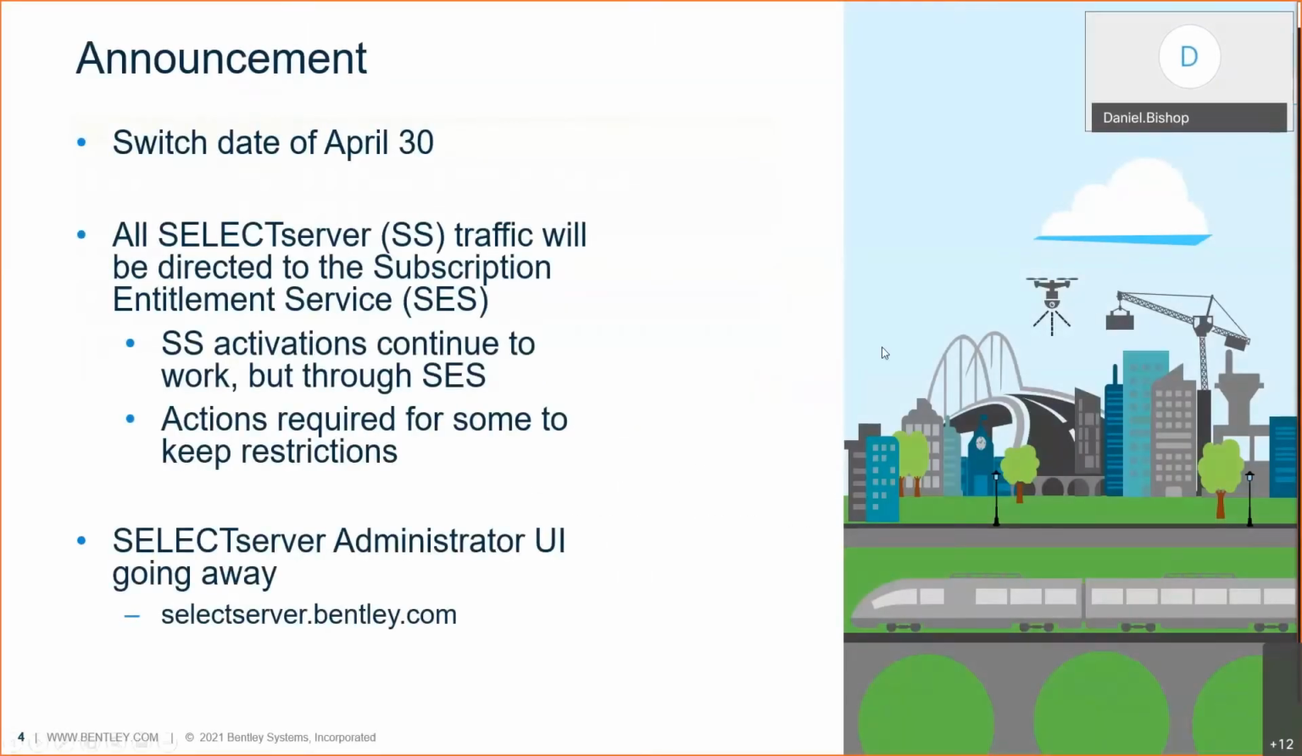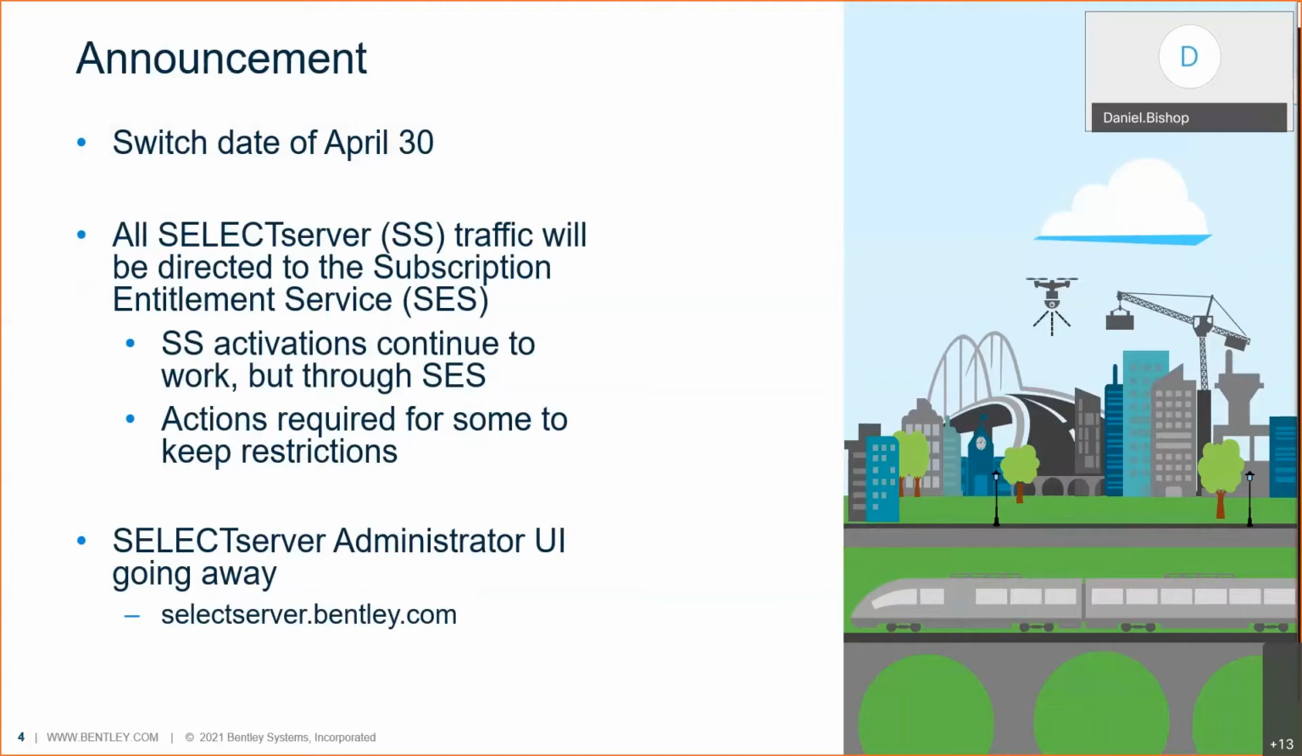All right, so what is the next phase of SelectServer sunsetting? I think the important date to keep in mind is April 30th. We have shifted that date a couple of times, and I believe the last date we publicized was the 23rd. We've shifted that back to the 30th to give a little more time for these configurations to be done. On April 30th, all SelectServer traffic is going to be directed to the Subscription Entitlement Service, the SES service.